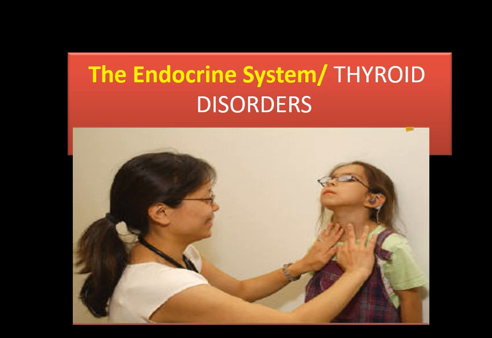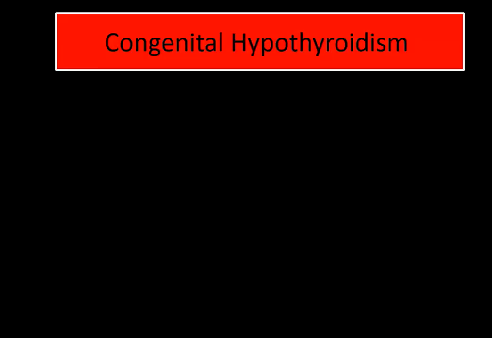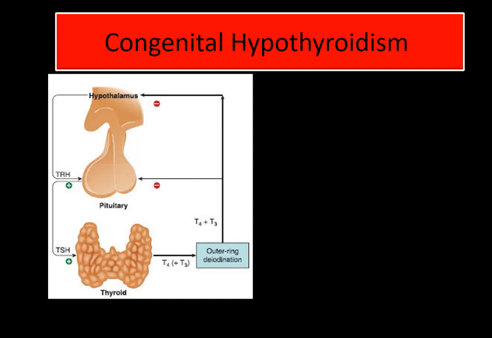In this lecture, we discuss the endocrine system, starting with the thyroid disorder: congenital hypothyroidism. In the beginning, we will give a short note about the physiology of the thyroid gland.